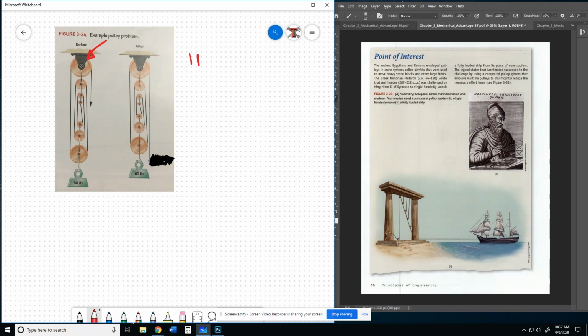Well, we said before that the IMA is going to be equal to the number of support cables, or number of supports. How many do we have in this particular case? So we're going to count them. We have 1, 2, 3, 4, 5, 6. Now this one here is the effort, so it doesn't count. So the number of supports is going to be 6. So really our IMA is 6.